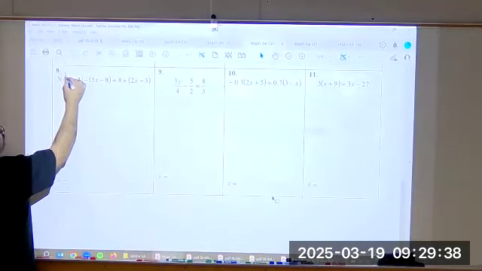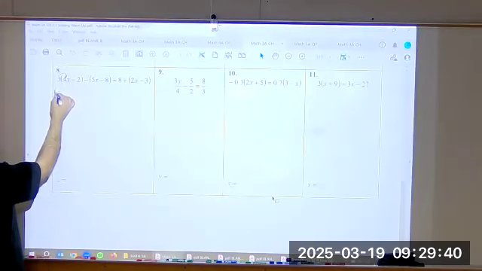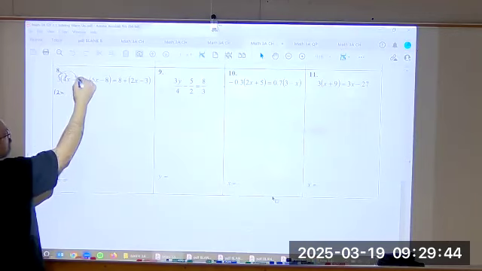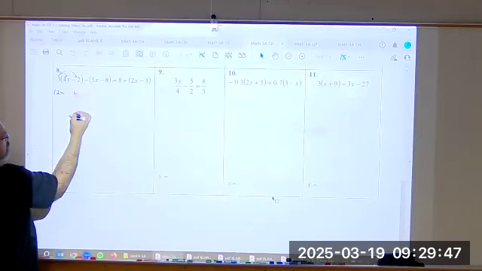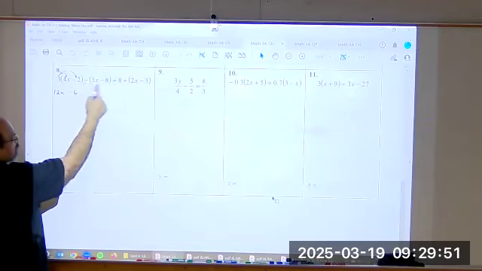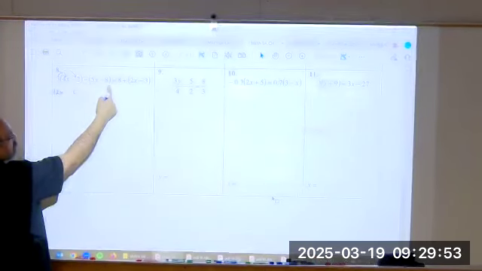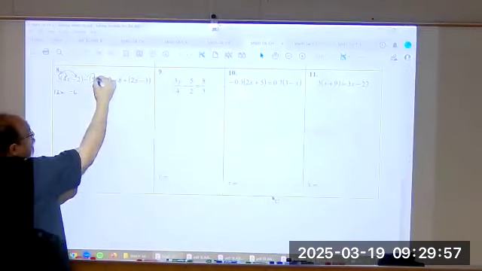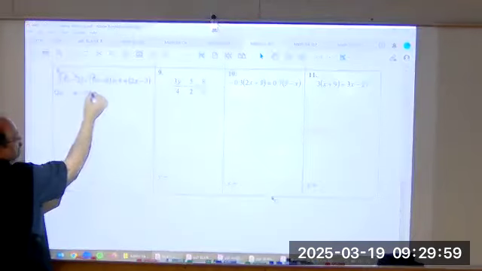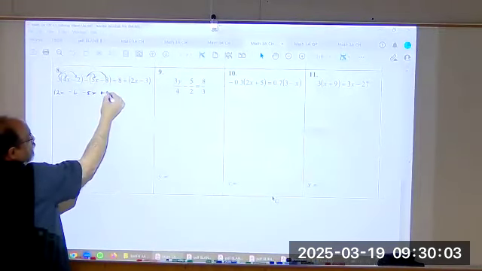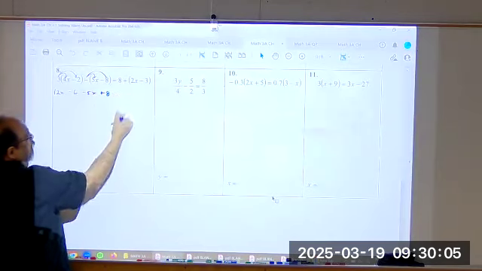So 3 times positive 4x is 12x. 3 times negative 2, that's a minus 6. What's this negative going to do to that parenthesis? It's going to change the sign. A negative times positive 5x is a negative 5x. A negative times a negative 8, that's a positive 8.